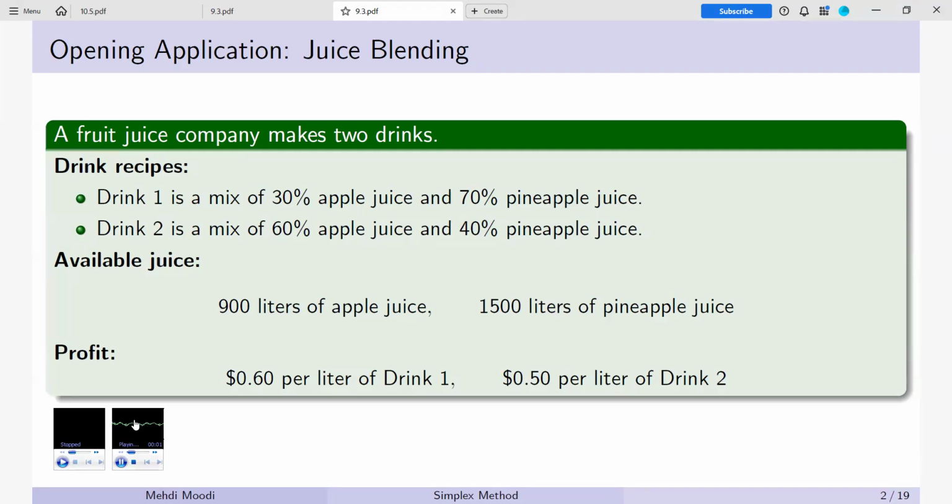We start with a real application. A juice company wants to decide how much of each drink to make, based on available ingredients and profit. This is the kind of question linear programming was born to answer.